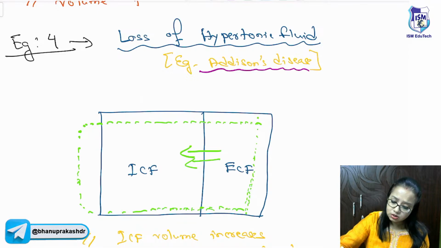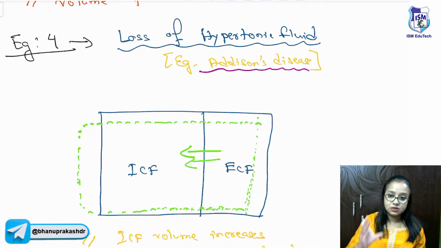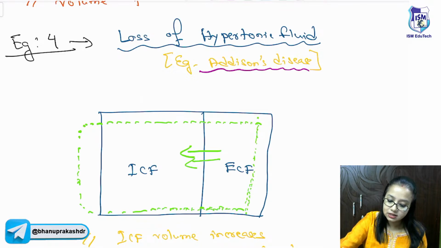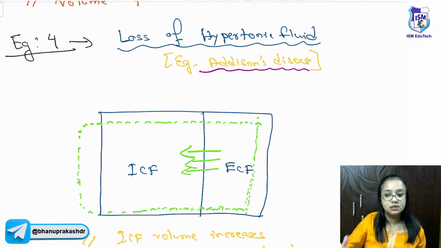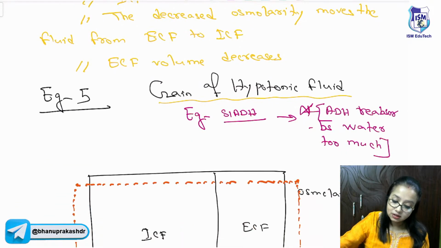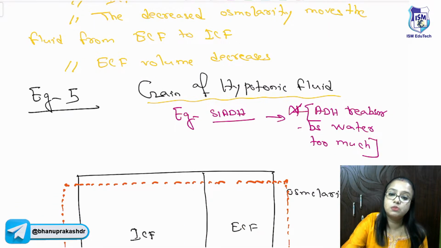So not only is the volume less, what happens? The osmolarity in the ECF also goes down. Since the osmolarity goes down, it means the ECF is now less osmolar, it has more hypoosmolarity compared to the ICF. So there is migration of water molecules from the ECF to the ICF, and there is volume expansion in the ICF, but the osmolarity is reduced.